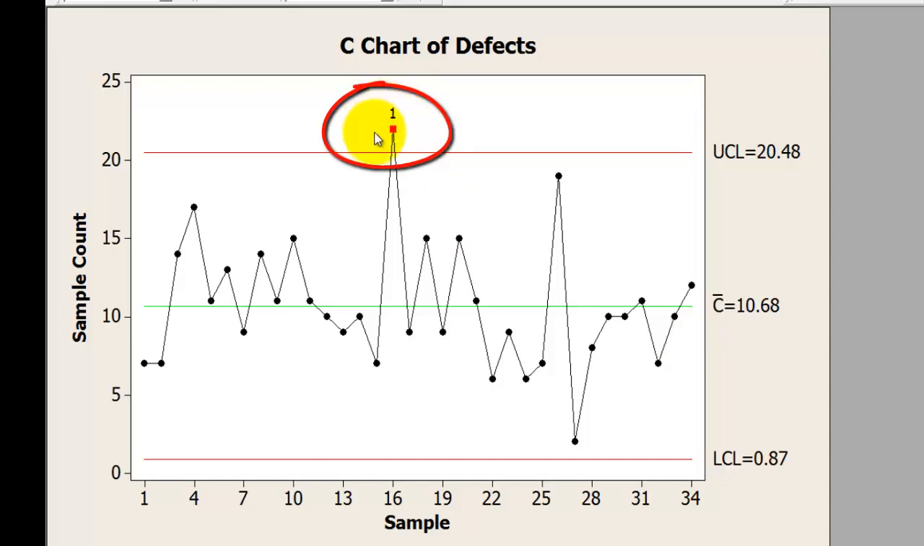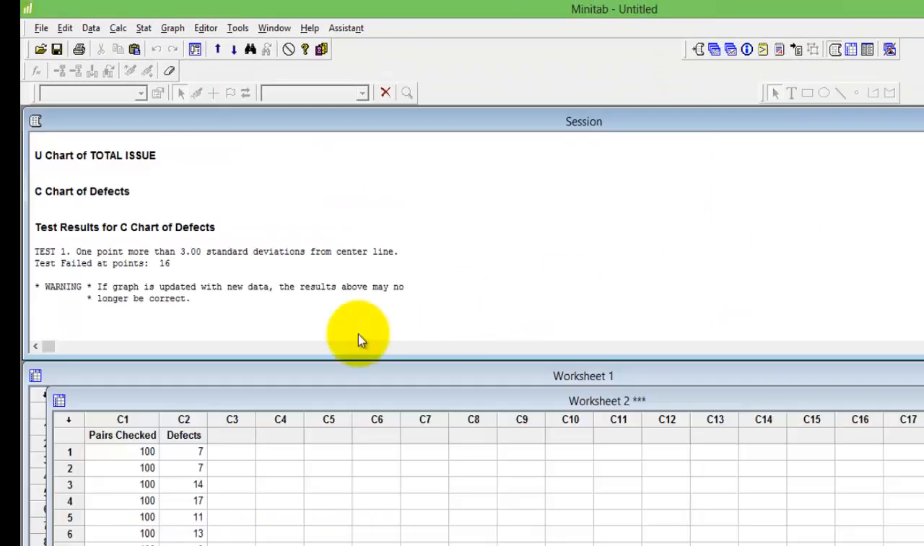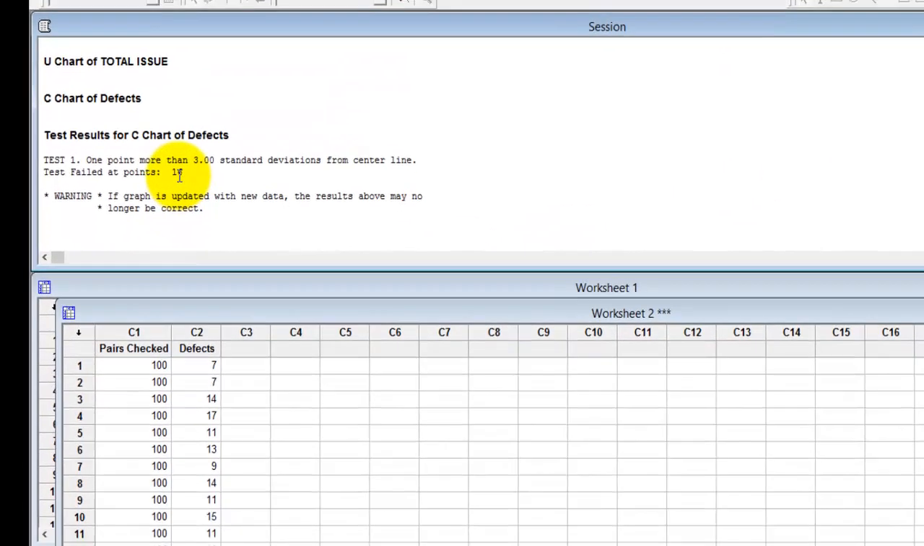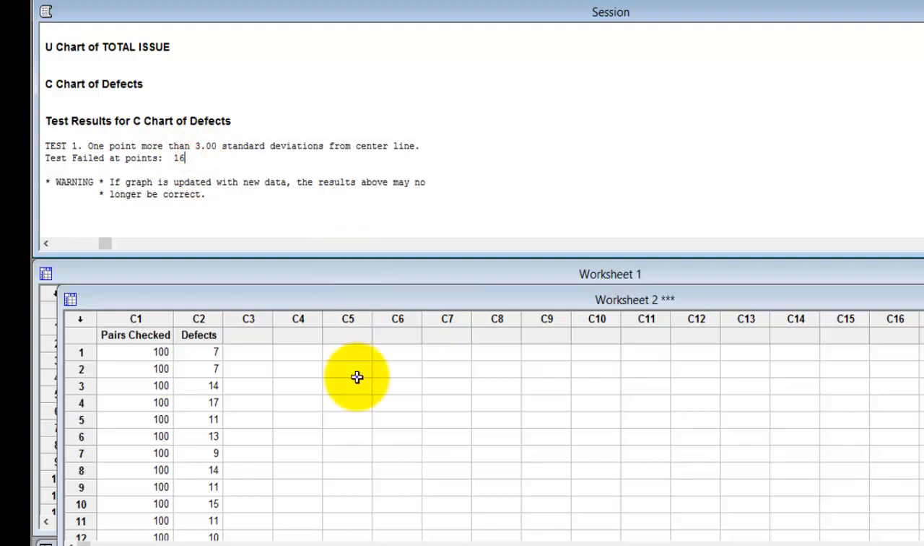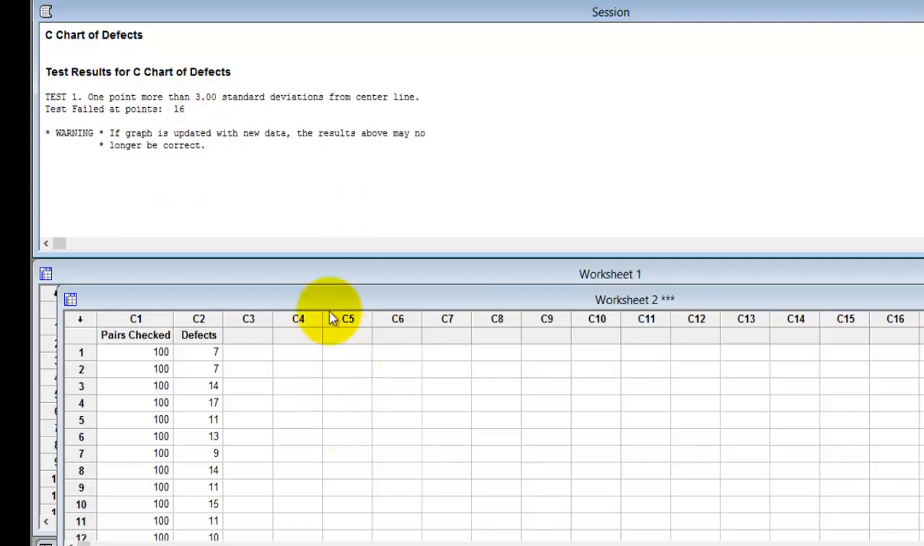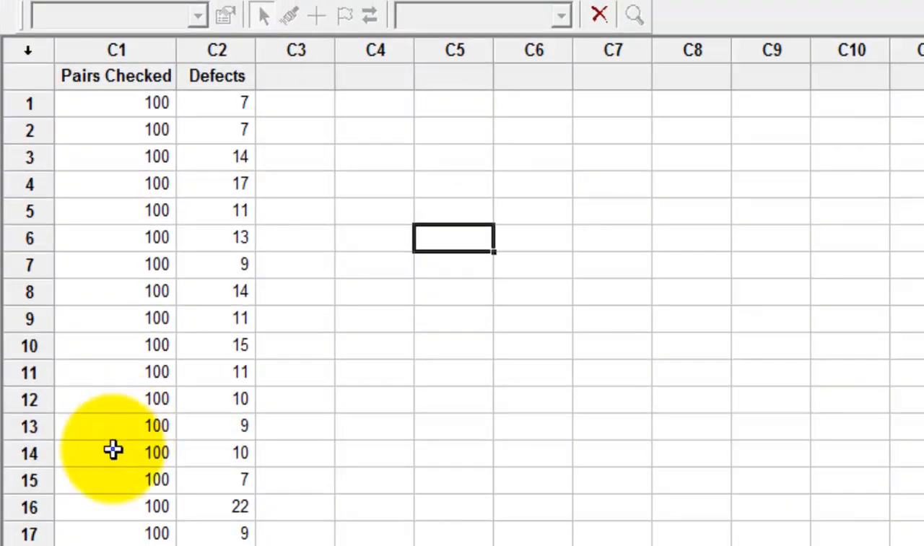Here you see one data point breaching the red line. I hope you already know that these red lines depict the lower control limit and the upper control limit. And the session window will tell you which data point. Test failed at the point 16, if you see here. So if you look at your data, you can identify that the data point 16 is the one that went outside the control limit. You might as well go ahead and conduct a causal analysis of the same.